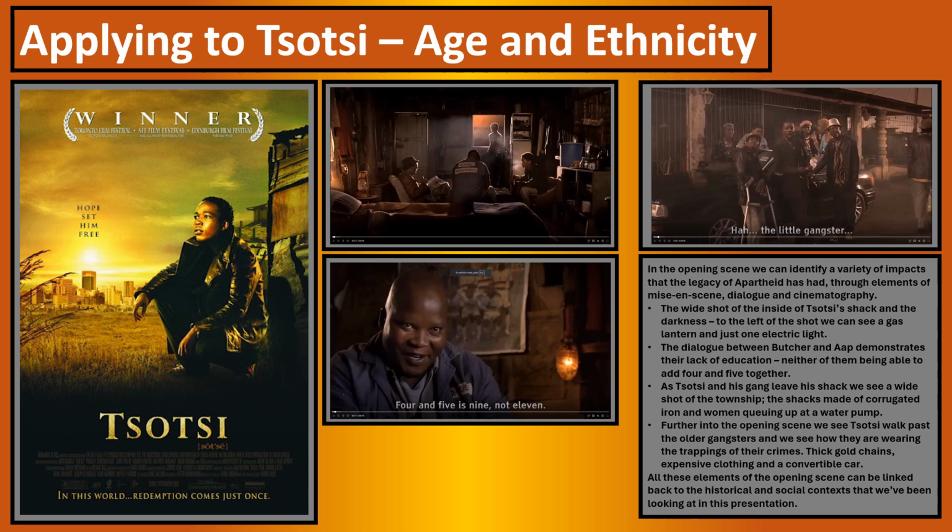As we've seen with App and Butcher, they don't have access to education. So crime and criminal acts and violent acts are one of the only ways of them escaping the grinding poverty which they're used to living under. And all of these elements of the opening scene can be linked back to the historical and social context that we've been looking at so far in the presentation.